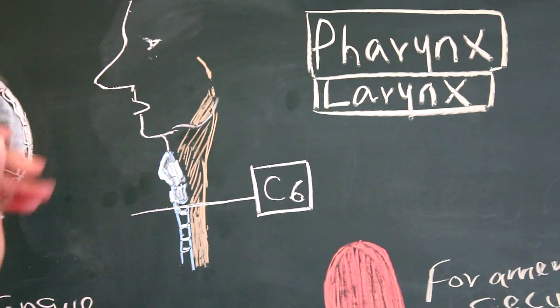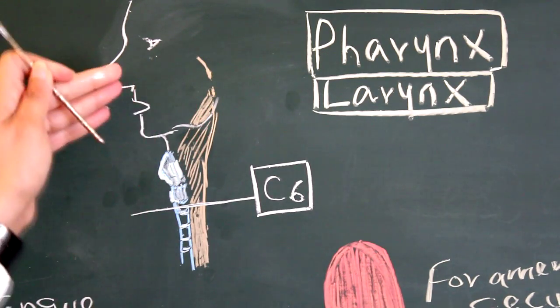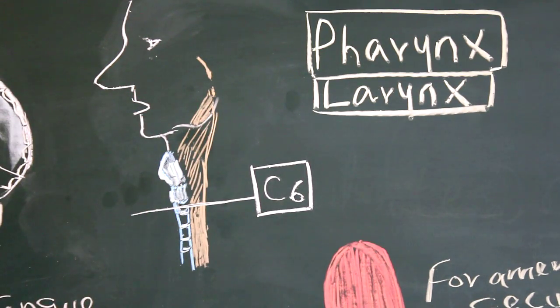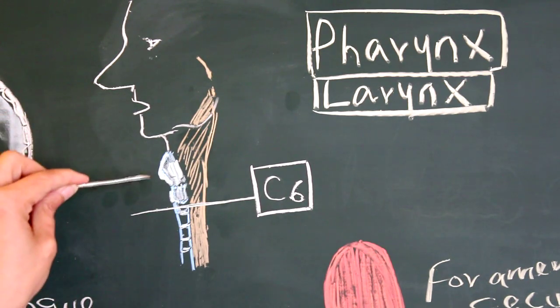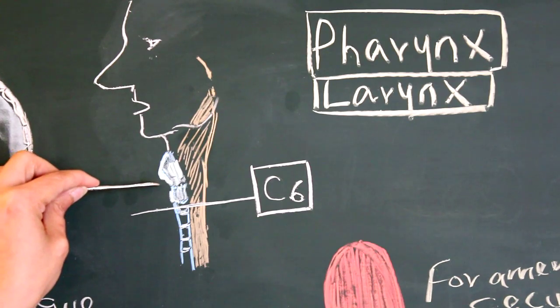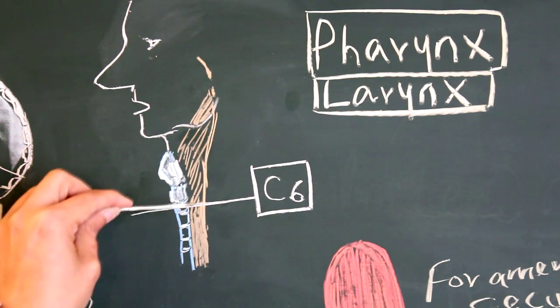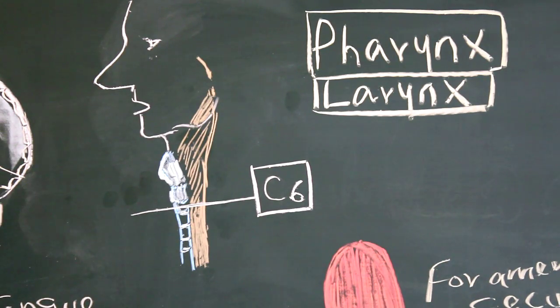Okay, what is the function of pharynx? It acts like a common pathway for food and air and connects the nasal cavity to the larynx and the oral cavity to the esophagus.